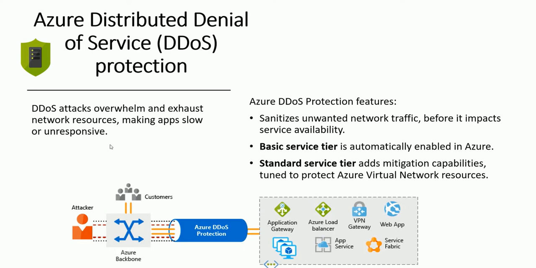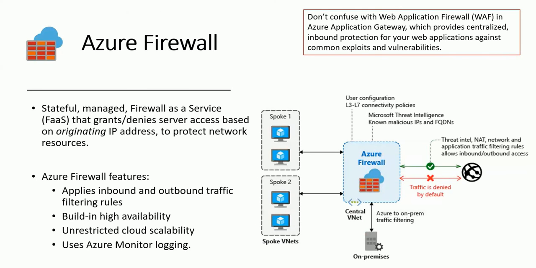Actually, it can be one of the questions. Let's say: for the basic tier, when do you need to activate the basic service tier? And the answer is pretty straightforward. You don't need to activate anything because it's automatically enabled. While the standard, which is one level up, you need to turn on and also pay for. The second layer of network security is around the firewall.